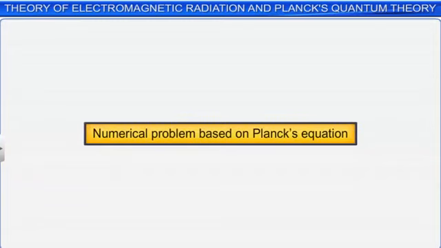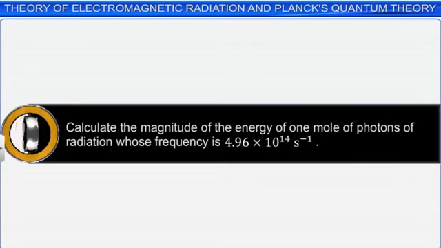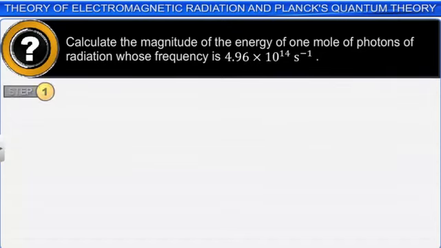Now let us solve a numerical problem based on Planck's equation. Calculate the magnitude of the energy of 1 mole of photons of radiation whose frequency is 4.96 multiplied by 10 raised to the power of 14 per second. The first step involves writing the expression for the energy associated with one photon, that is, E equals h nu.